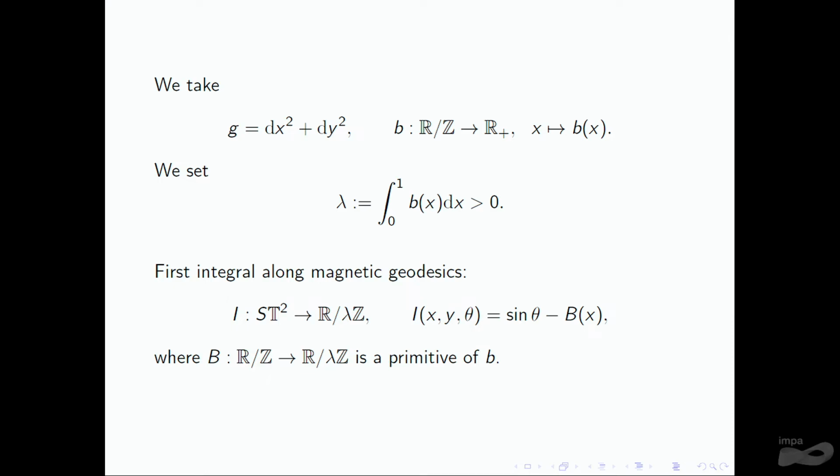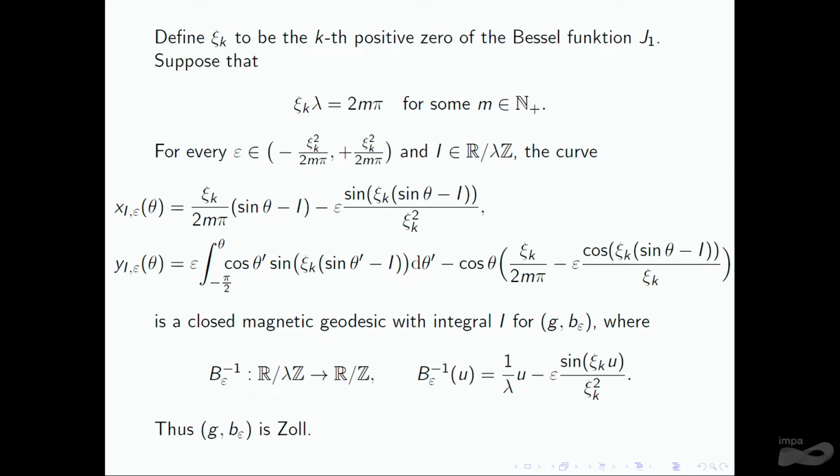Okay, so this first slide is just to recap what we have done. So we took the flat metric with the function b, which depends only on x, and is positive. And then we just set lambda to be this integral. And then my first integral is sine of theta minus b of x, where capital B is now just a primitive of small b. And then we took psi of k to be the k-th positive 0 of the Bessel function J1. So this was this condition that we got before.